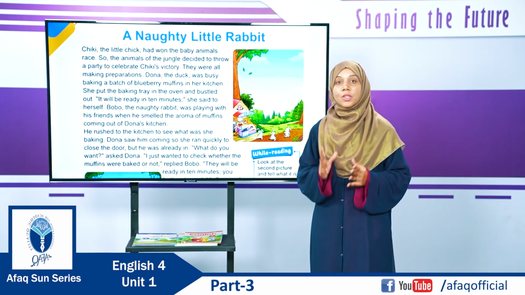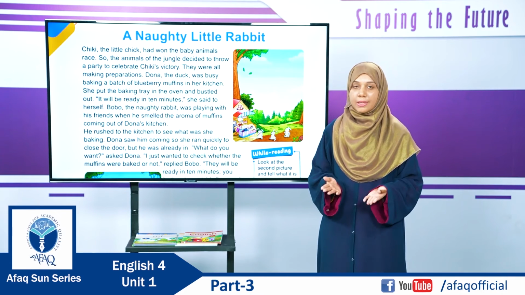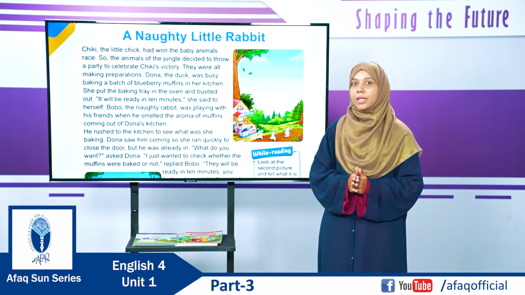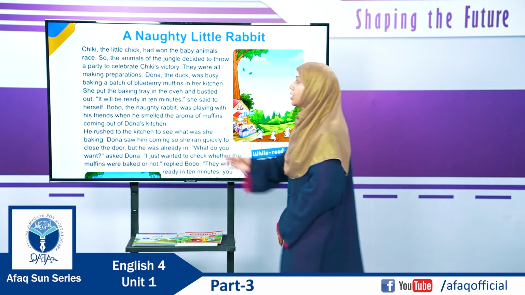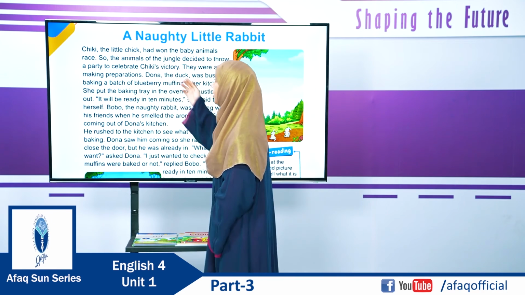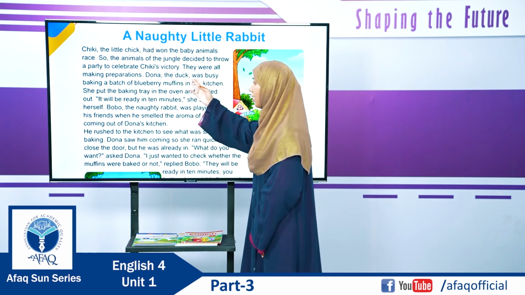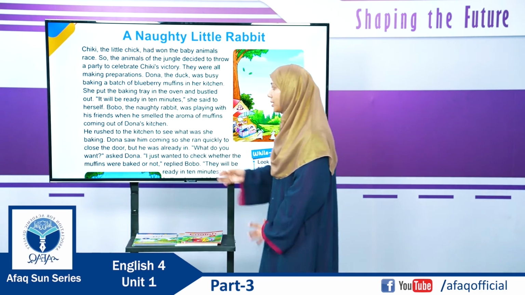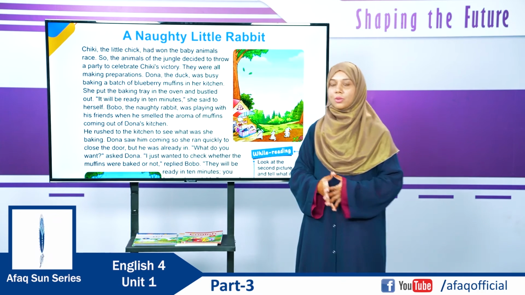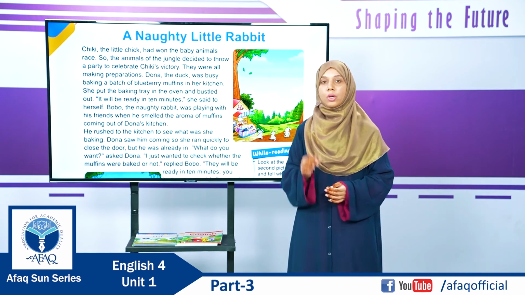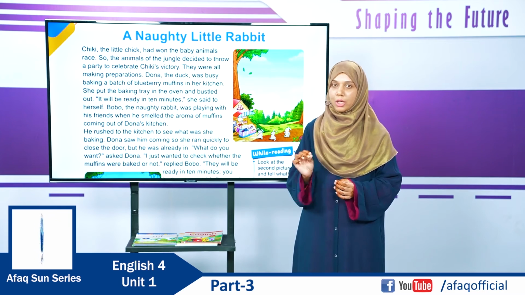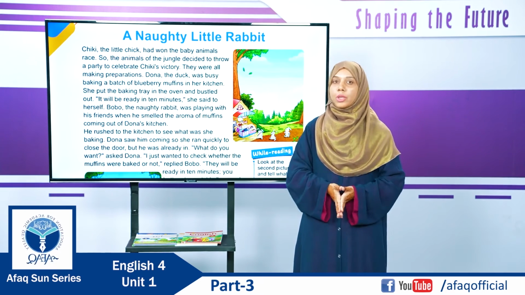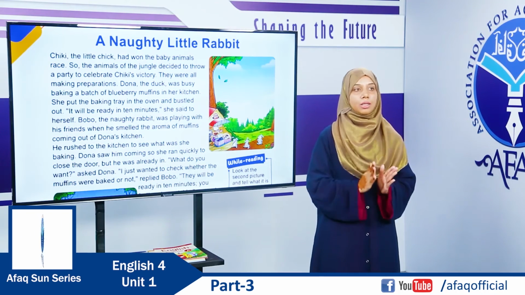So this story is about animals, and in the first paragraph, 3 characters have been introduced. Chicky, the little chick, then we have Donna, the duck, and then we have Bobo, the naughty rabbit. I think this is going to be an interesting story. I hope that you are underlining all the difficult words, because at the end of the story, we'll look up their meanings in the dictionary.